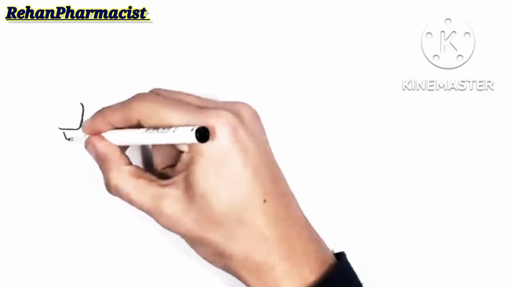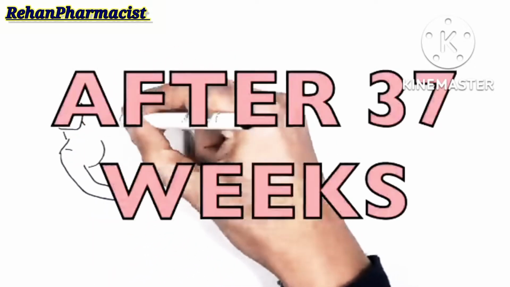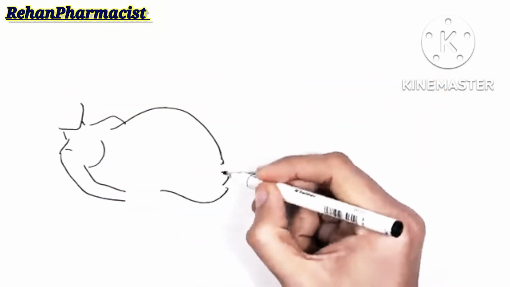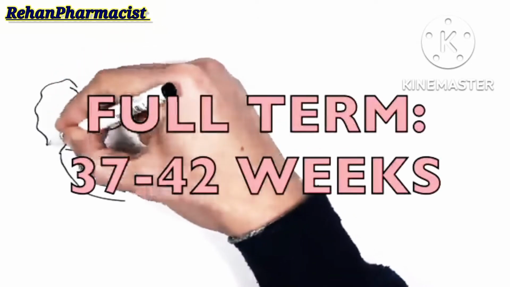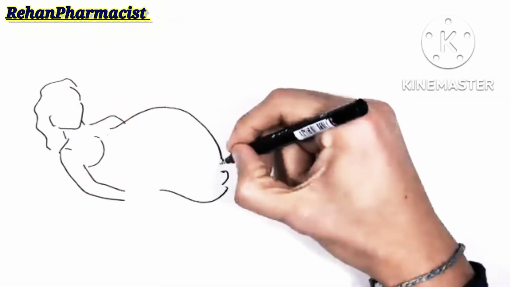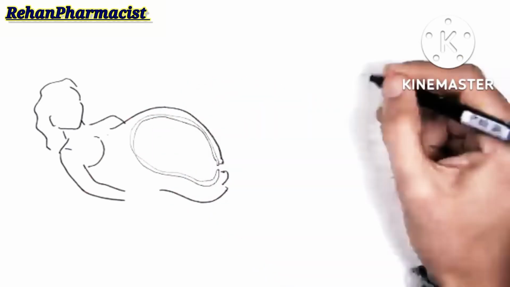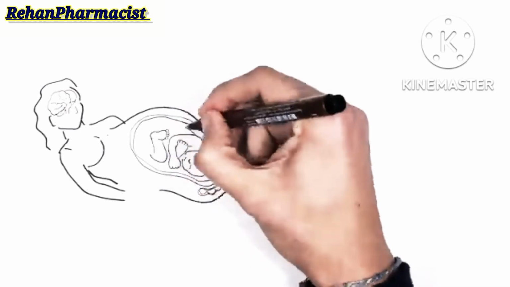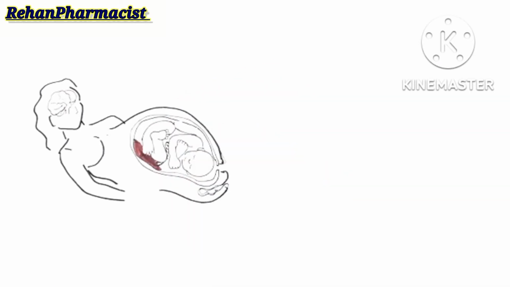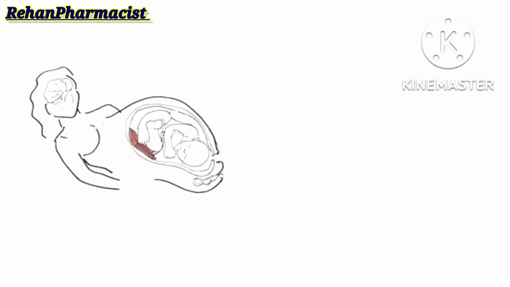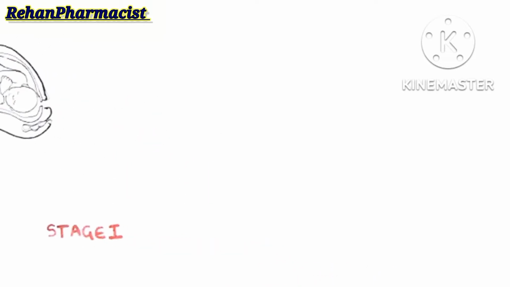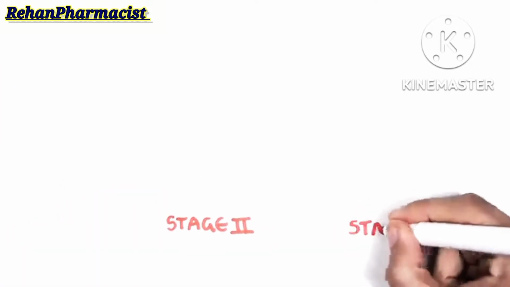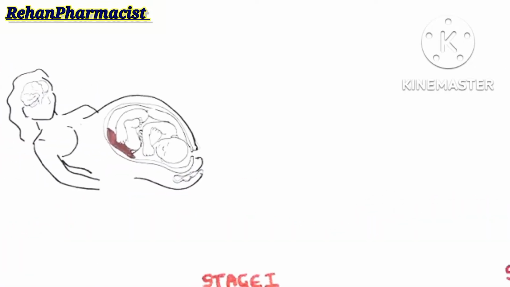So normal labor usually occurs after 37 weeks. A full-term birth would refer to delivery occurring between 37 to 42 weeks gestation. But during certain circumstances, labor might occur before 37 weeks. If it's before 37 weeks, we call this premature labor. Now remember, labor is divided into three stages: stage 1, stage 2, and stage 3.